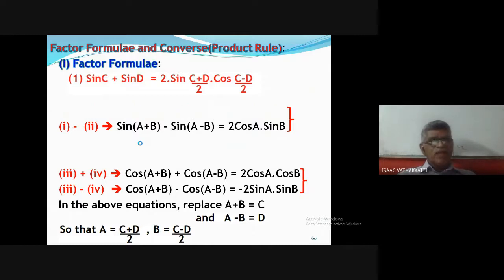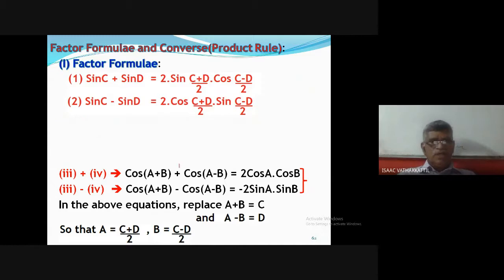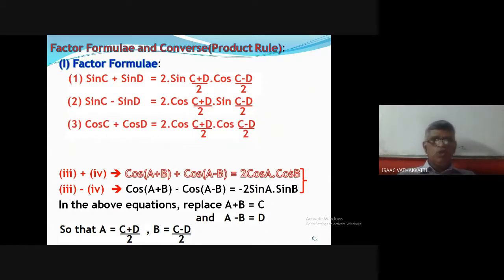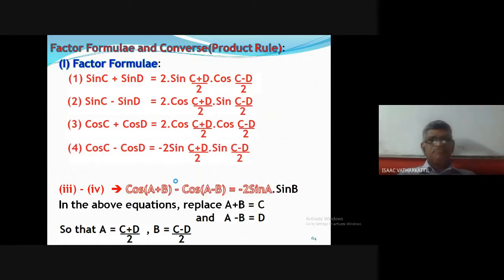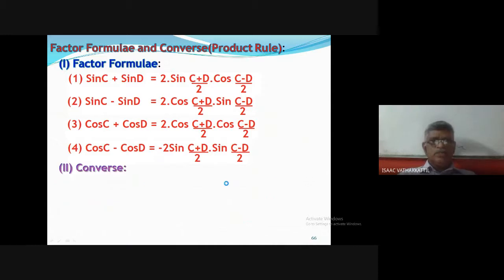Similarly, the other one, sin c minus sin d. Further, cos c plus cos d equals 2 cos((c+d)/2) into cos((c-d)/2). And cos c minus cos d equals minus 2 sin. Be careful, here we have a minus. If you read cos d minus cos c, then you have to remember that. Right now it will be better to keep cos c minus cos d equals minus 2 sin((c+d)/2) into sin((c-d)/2).